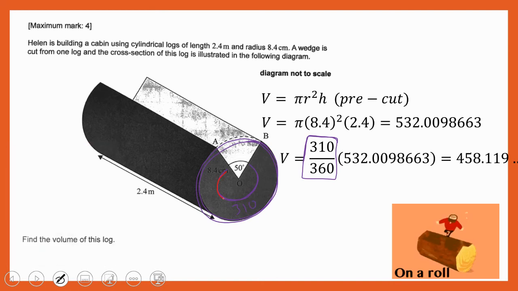right? So 310 degrees over 360, that's the fraction of the circle that we want to calculate. So that's why we're using that fraction and not 50 over 360. So that might have been the confusing thing in the working that is shown here. Final answer, 458 meters cubed is the volume of that log with the wedge removed.